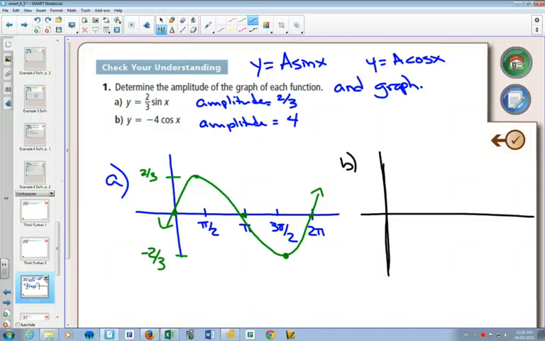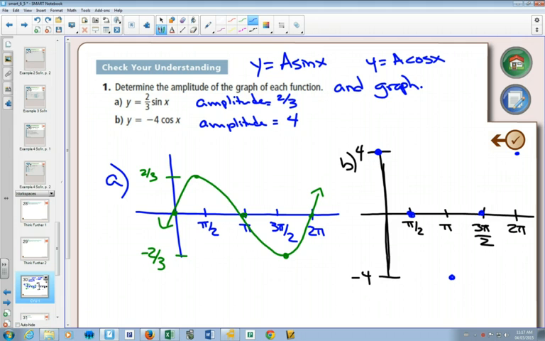For part B, again, it's a cos graph. We're going to label our period of 2 pi and split it up into 4 equal sections. Now our amplitude is 4, so we're going to go up to 4 and down to -4. And a cos graph starts at its maximum, so we're going to start at this point up here. Then it goes to the center line, down to the minimum, back to the center line, back to the maximum. That's normally how a cos graph happens.